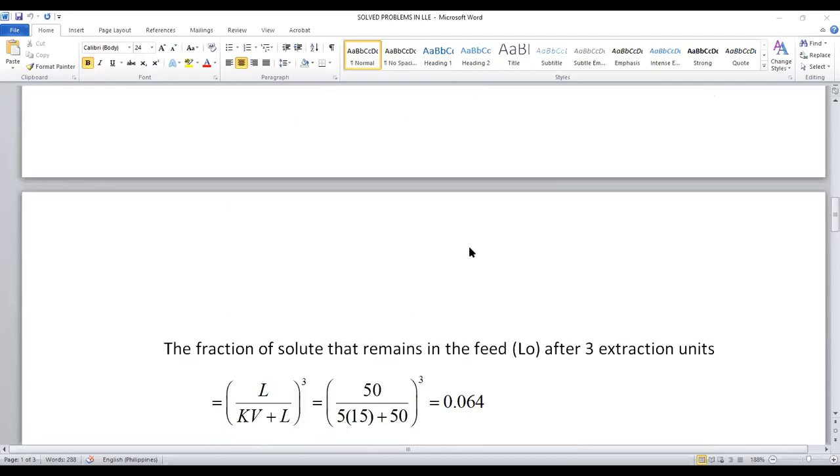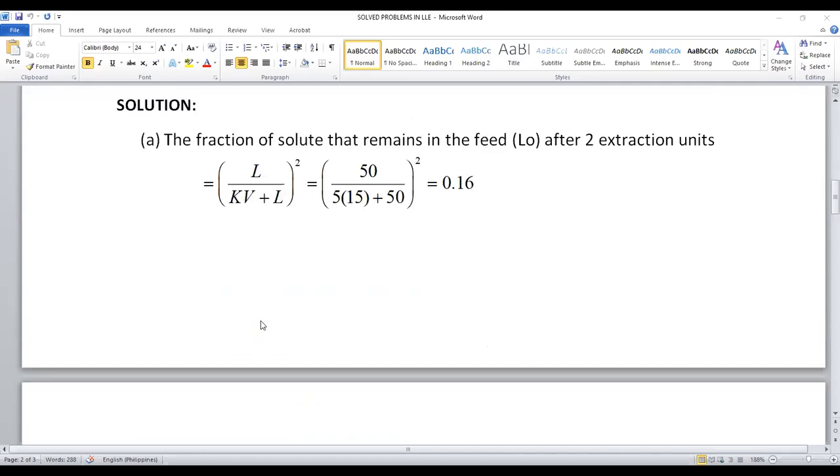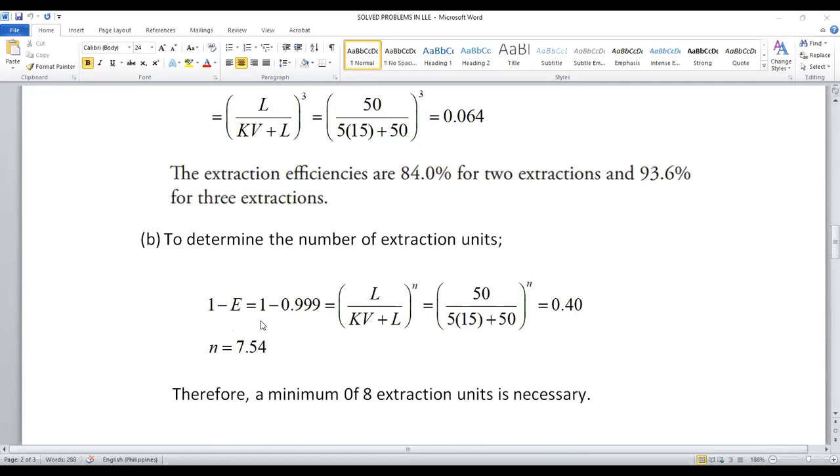What about if it's 3? So your unrecovered is only 0.064, or that's 6.4%, giving you a much higher extraction efficiency, which is 93.6. So take note of that formula. They are straightforward, easily asked in a multiple choice manner.